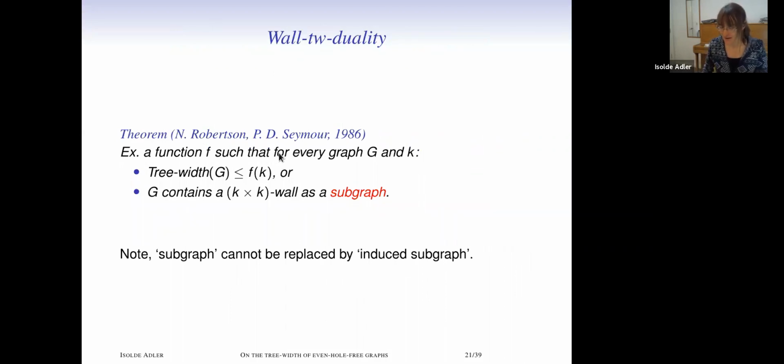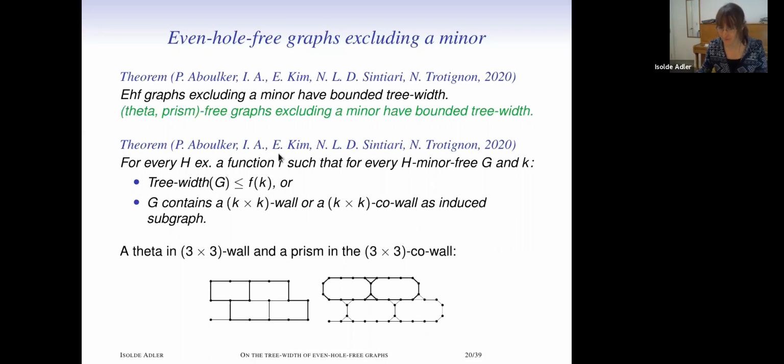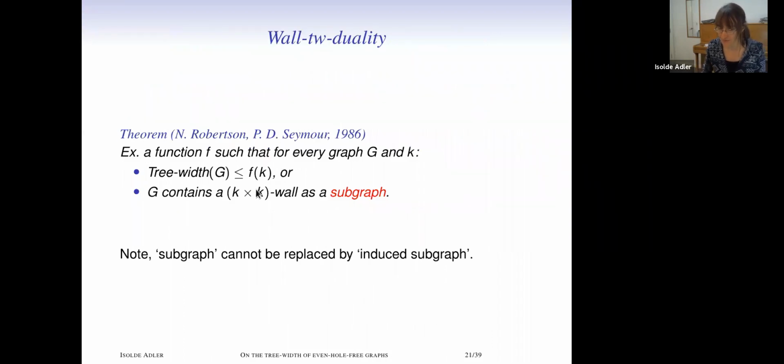Okay, so really it's sufficient now to prove this theorem here. Now there is one famous theorem, maybe the first one of this flavor, again by Robertson and Seymour, which says that there's a function f such that for every graph G and every K, either G has tree width at most f of K, or it contains a K by K wall as a subgraph. So note here that we don't require any excluded minors or anything. So that's in full generality. But here we have subgraph and not induced subgraph.